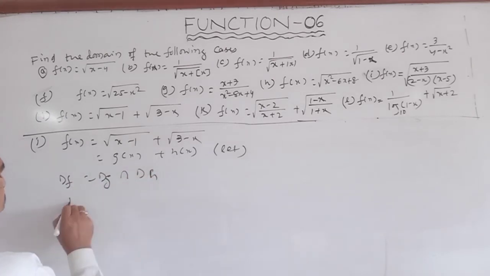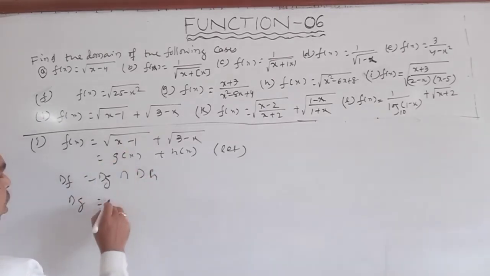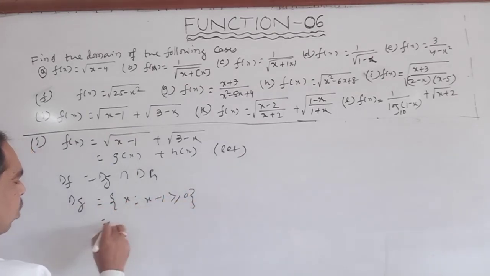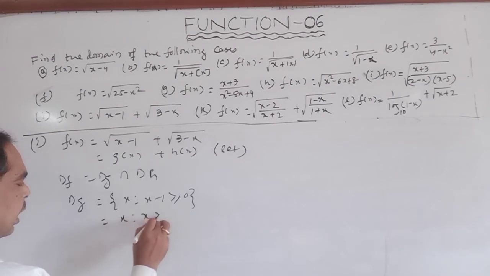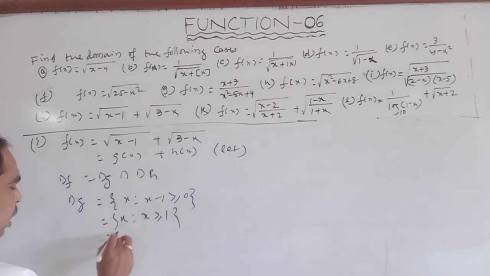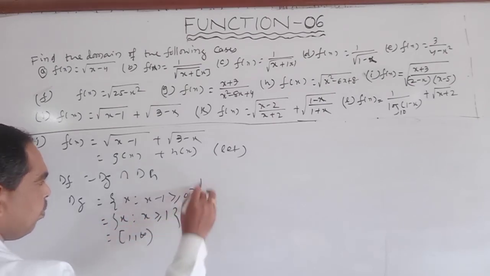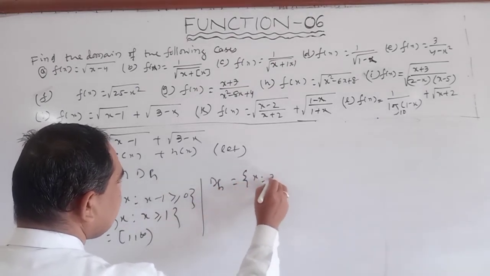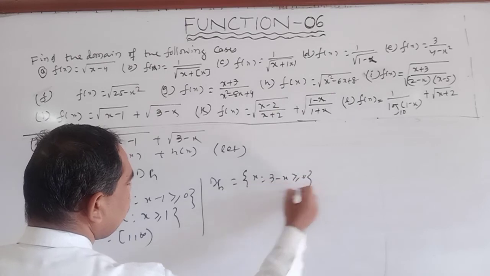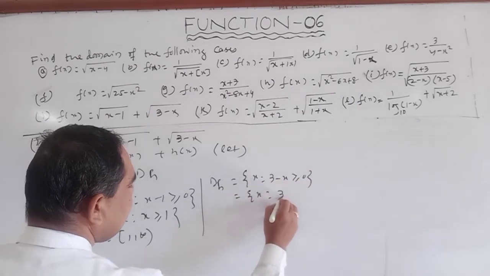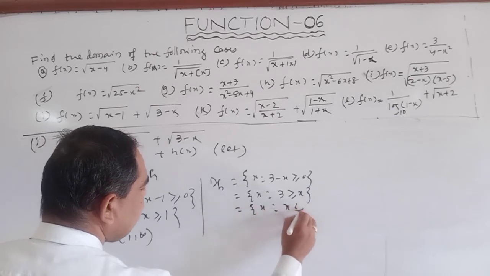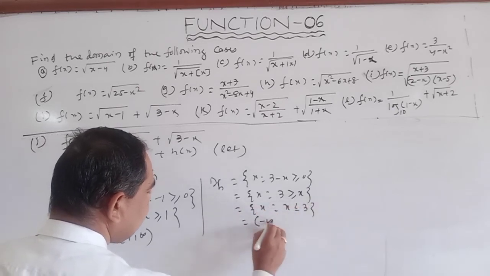The domain of g is equal to x such that x minus 1 is greater than or equal to 0, so x such that x is greater than or equal to 1, which means 1 to infinity. The domain of h is equal to x such that 3 minus x is greater than or equal to 0, or 3 is greater than or equal to x, or x is less than or equal to 3. So this is minus infinity to 3.